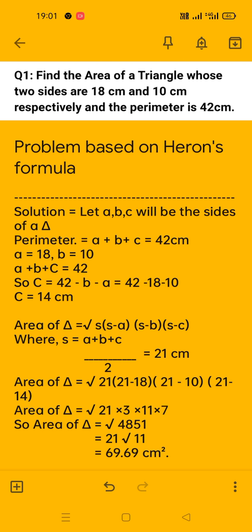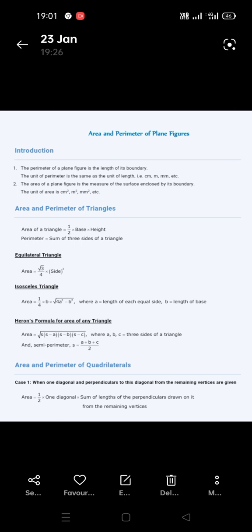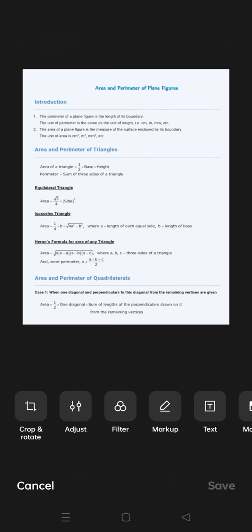Okay, let's do the further. Now let's see the area and perimeter of quadrilaterals. Okay, we are going to see the area and perimeter of quadrilaterals. So what is a quadrilateral? Quad means 4. Okay, quadrilateral means, let me tell you what is a quadrilateral.